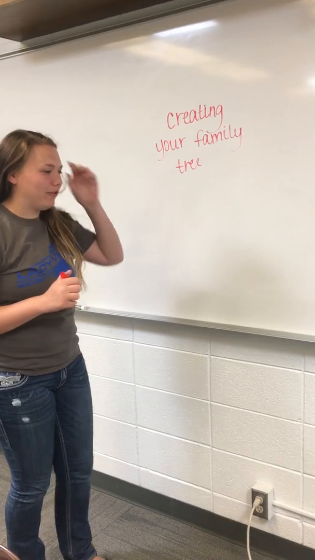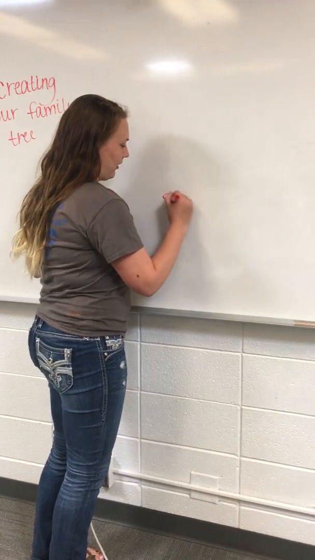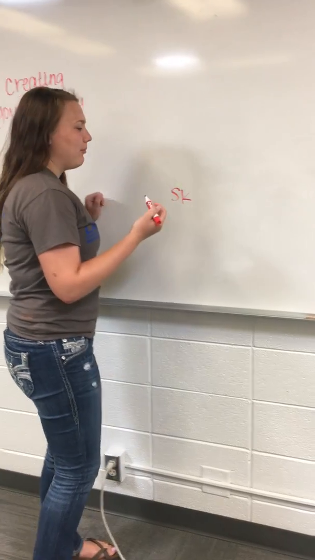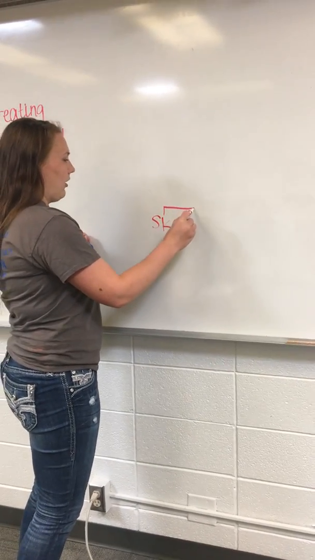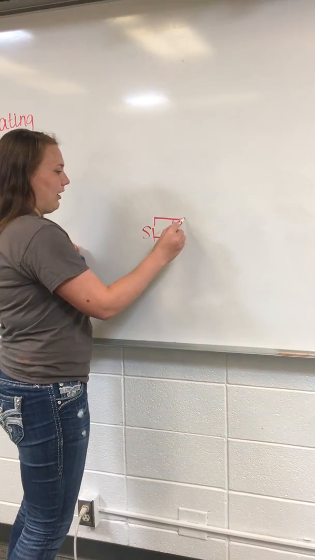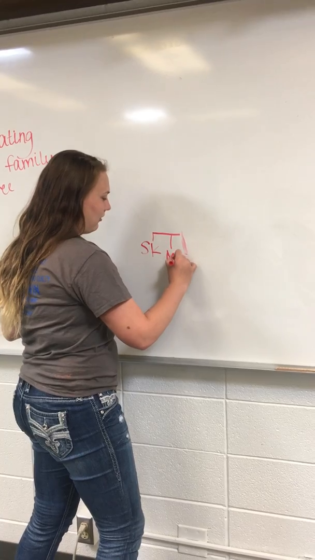How to create a family tree. So usually you start out with your first name, and I'm just going to use initials to make it a little easier. What we were taught to do is you branch up. If you have any siblings, you make dashes. So I have one brother, so I'm going to be making just one dash.